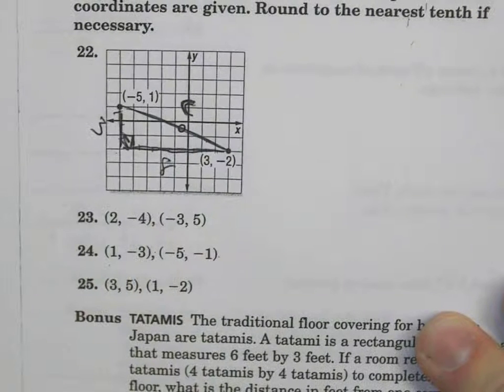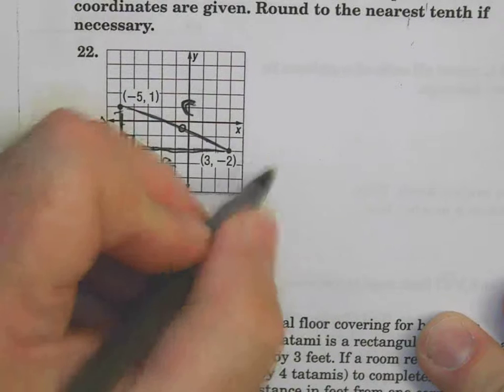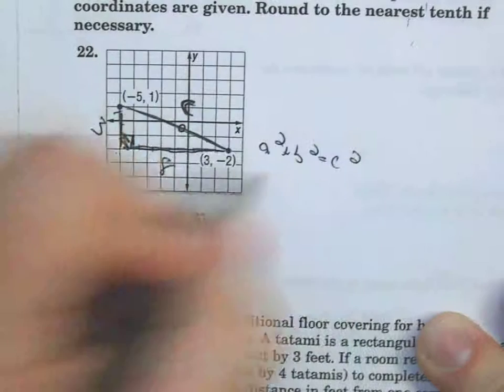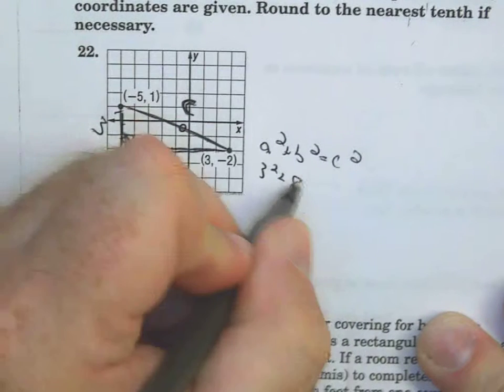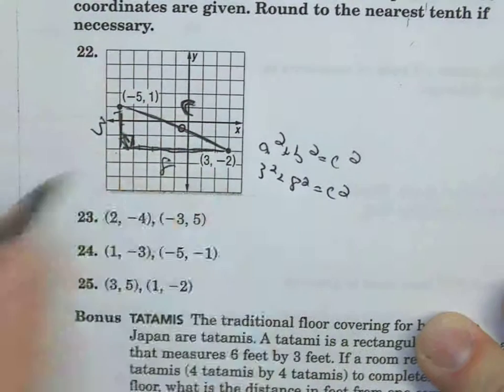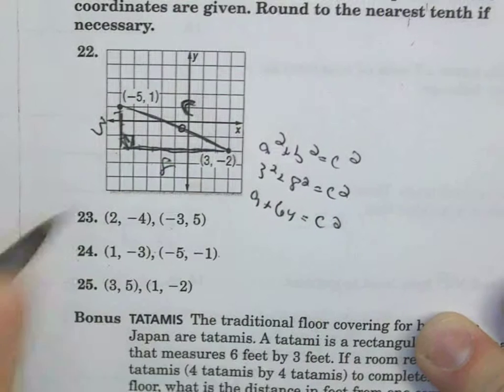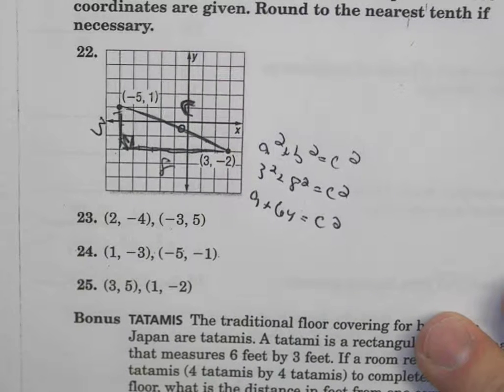Now, don't overthink this. We are going to do a squared plus b squared equals c squared. 3 squared plus 8 squared equals c squared. 9 plus 64 equals c squared. If I make a mistake, you guys got to make sure you help us out here. What's 9 plus 64?